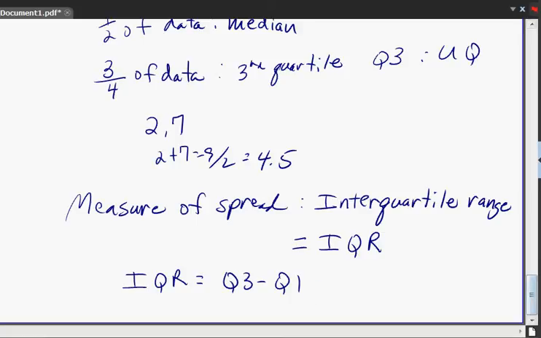So my spread, which is not listed on my calculator, is going to be the Q3, which was 10, minus Q1, which was 4.5, so that number is 5.5. My spread is 5.5.